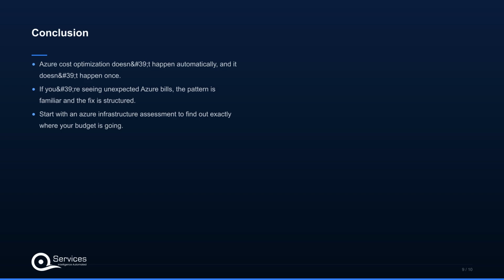Next up, let's talk about conclusion. Azure cost optimization doesn't happen automatically, and it doesn't happen once. The 5 mistakes covered here: skipping the infrastructure assessment, treating lift and shift as a final destination, neglecting architecture reviews, building without a landing zone, and operating without managed oversight, each one is fixable. Most organizations need to address all 5, and most find that addressing them together delivers far more savings than tackling any single one in isolation.